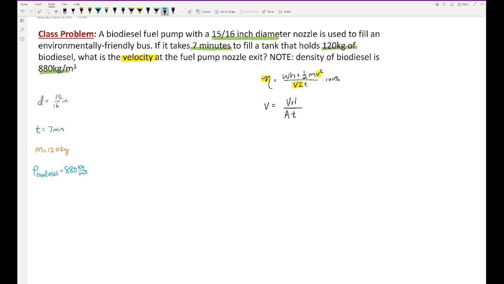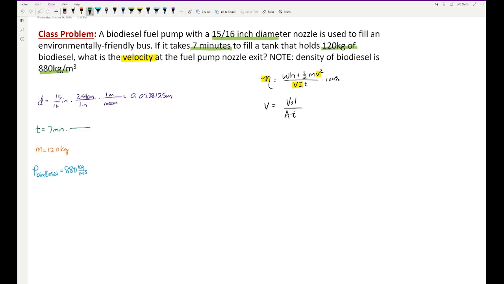Before we can start plugging these values into our formula, we need to make sure they're in the form of the units that we need. Diameter is in 15/16 of an inch, which is not metric units. We want them to all be in metric units, so you want to convert that diameter into meters. We know that there's 2.54 centimeters in 1 inch, and there's 100 centimeters in 1 meter. This gives us a diameter of 0.0238125 meters.